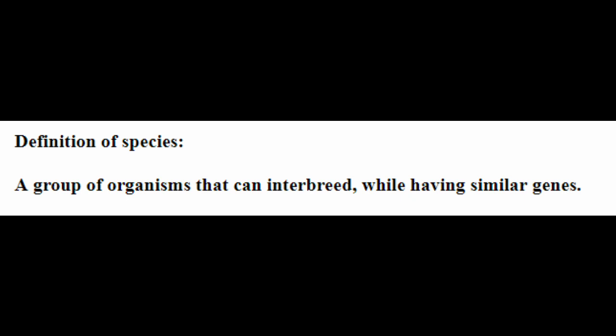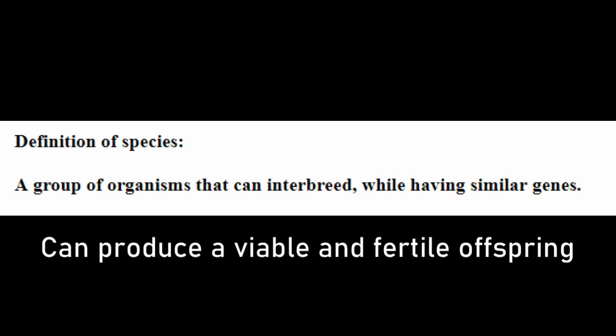Here you could see a student submitted definition of species, which is a group of organisms that can interbreed while having similar genes, which is a good one, but I would also include this, that they are able to produce viable and living offspring that are fertile, which means they could have offspring of their own.